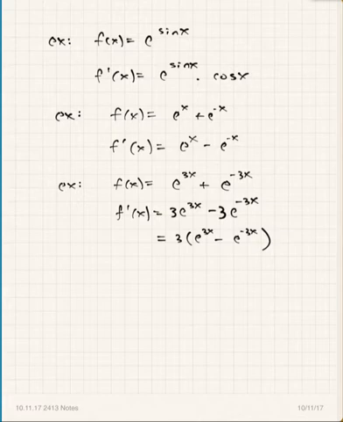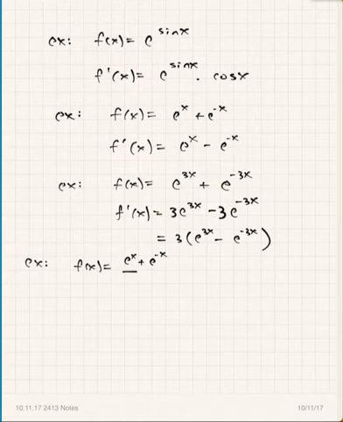All right, so that's not bad at all. We're not far from being finished here. Next example, let's look at f of x equals e to the x plus e to the negative x, because we now know how to take the derivative of that, divided by e to the x minus e to the negative x.